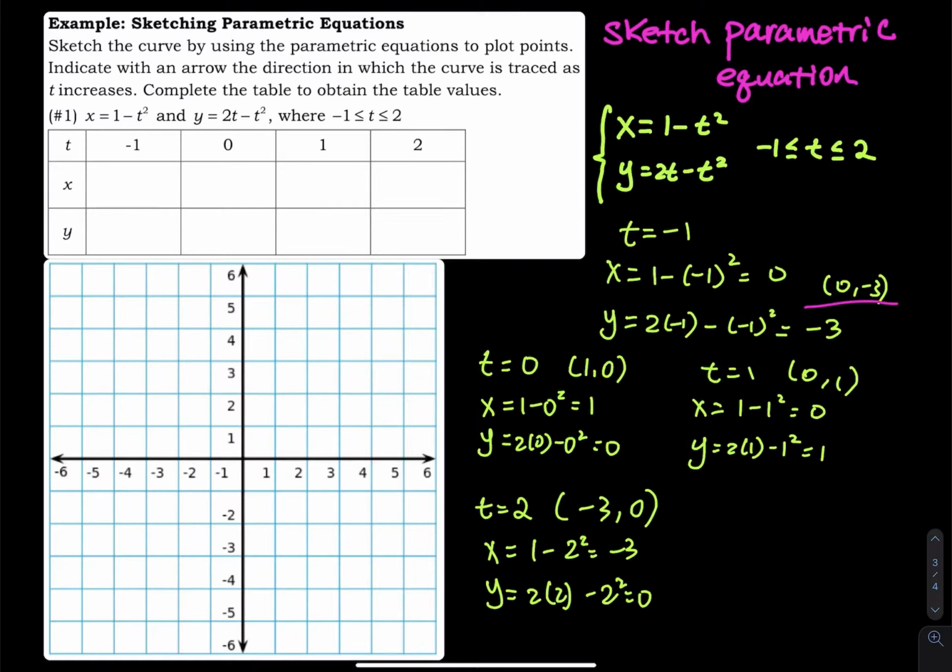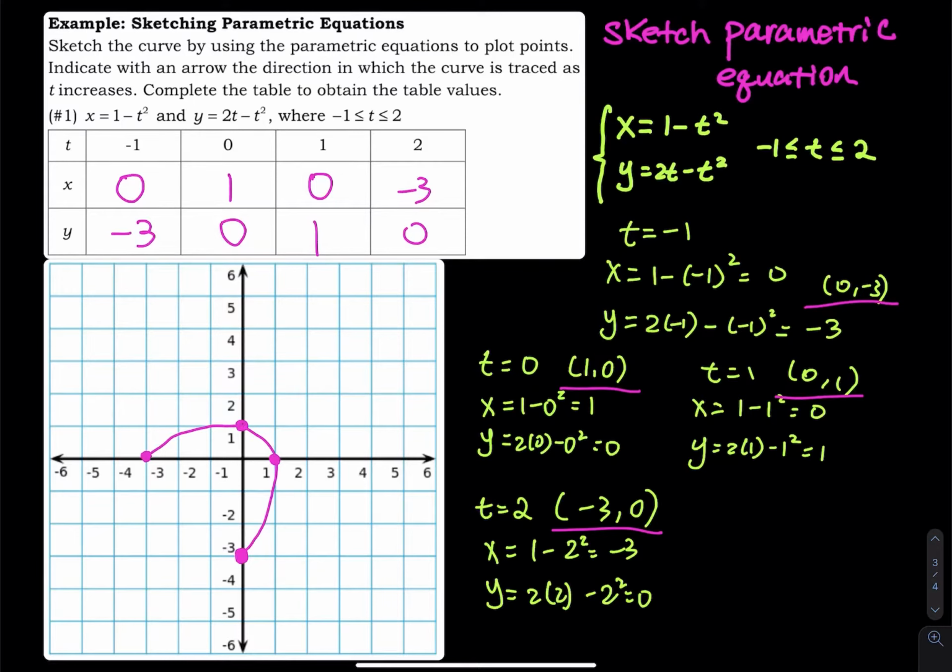First point, second point, third point, fourth point. Remember, the order is important, and t must be in ascending order. So the first point is x equals 0, y equals -3. And then the next point is (1, 0). The point after that is (0, 1). And then (-3, 0), and then my parametric curve is this.